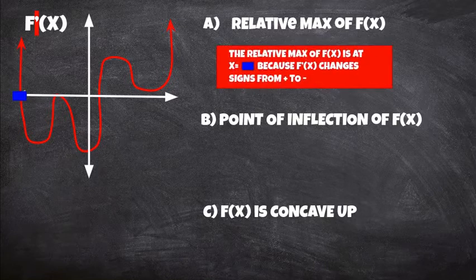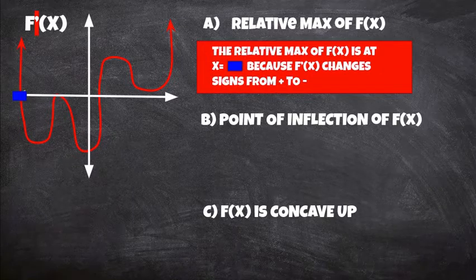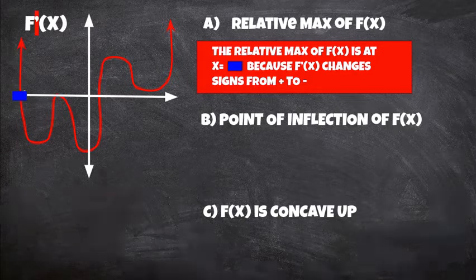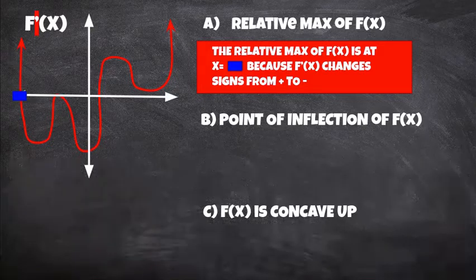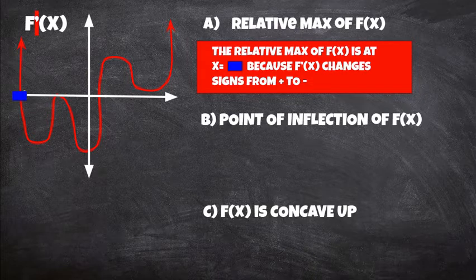If you look at the graph, the blue box illustrates where there is a relative max on this graph. The justification is the relative max of f of x is at x equals the x-coordinate of the blue box because f prime changes from positive to negative.